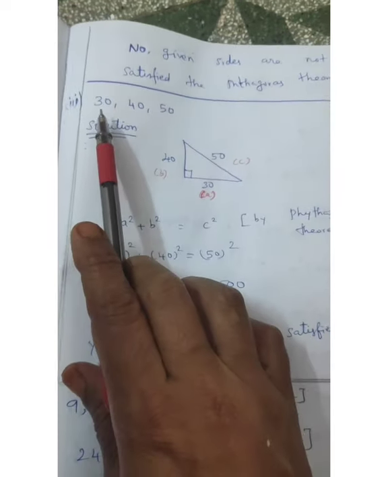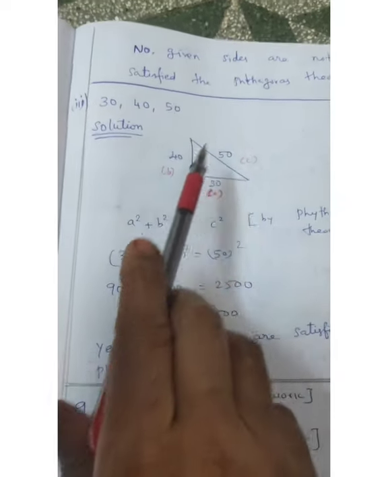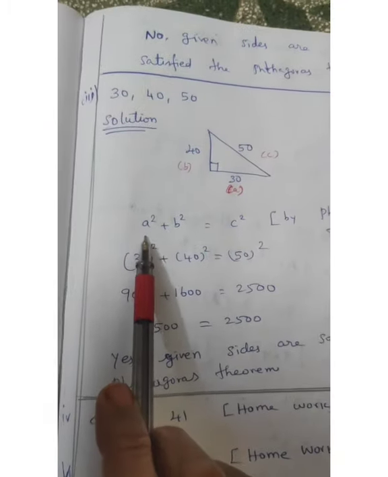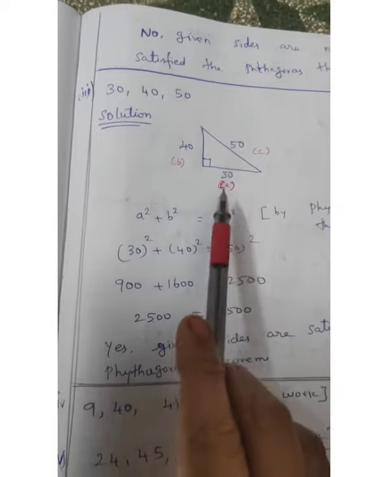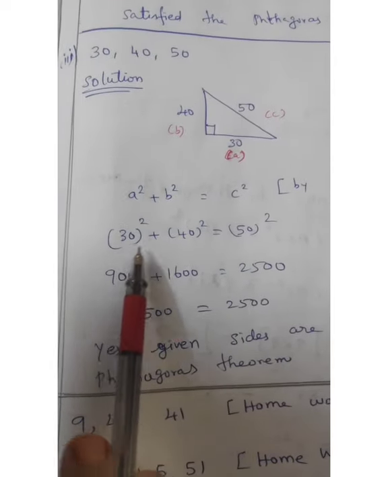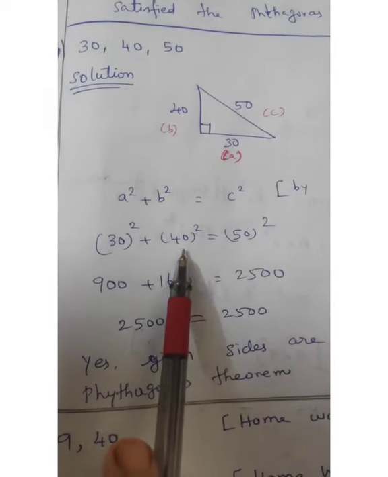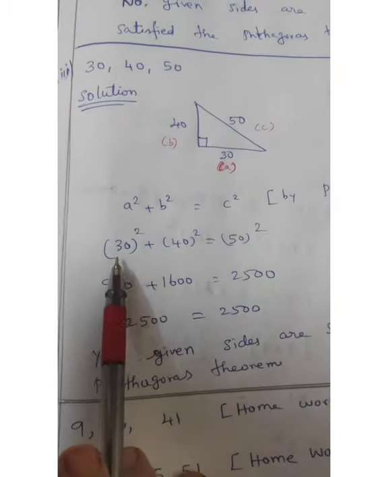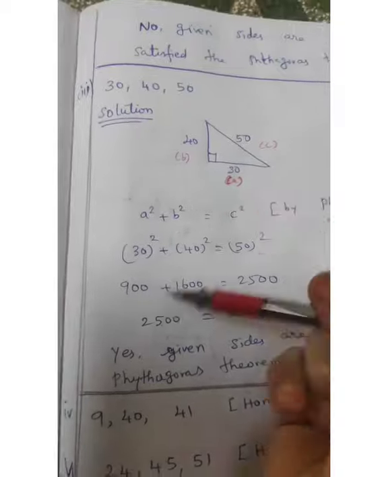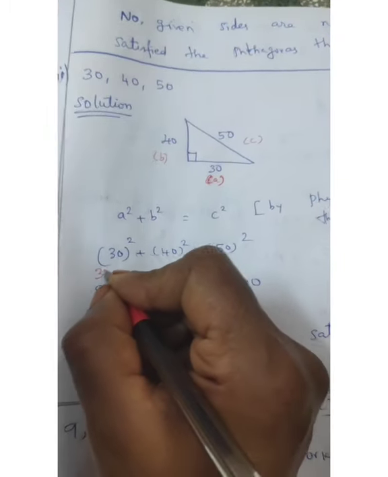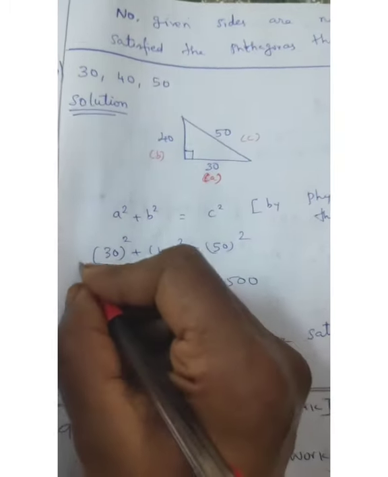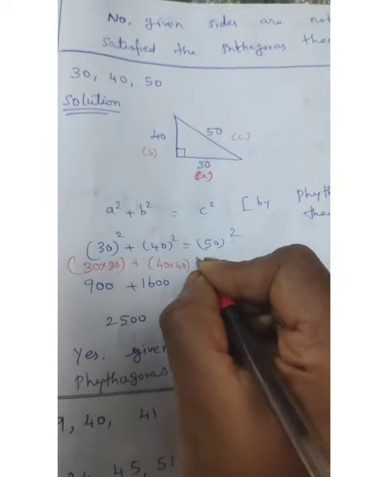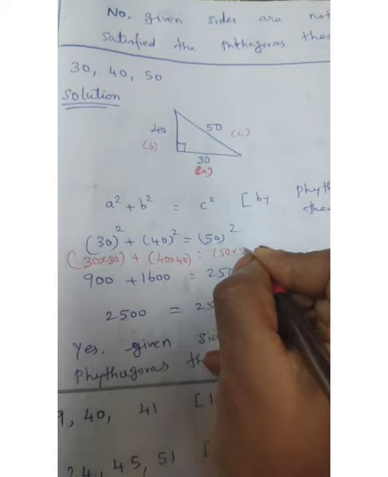Third question: 30, 40, 50. 50 you write here. 30 and 40 you write anywhere. Formula: A squared plus B squared equal to C squared. A value equal to 30 whole squared plus B value equal to 40 whole squared is equal to 50 whole squared. See and write correctly. 30 squared, how do you write it? 30 into 30. Close the bracket, plus 40 squared, 40 into 40, is equal to 50 into 50.